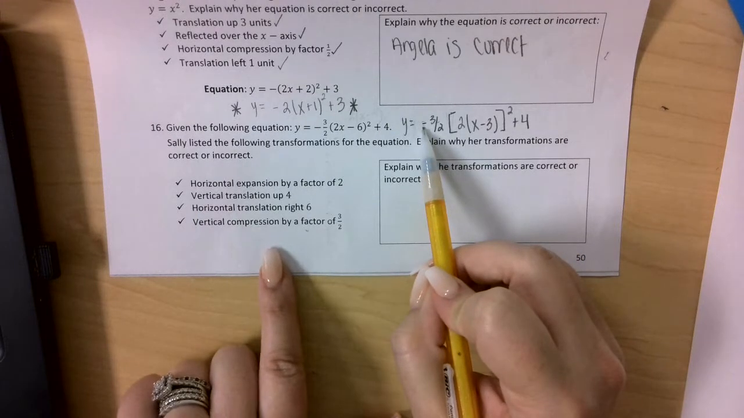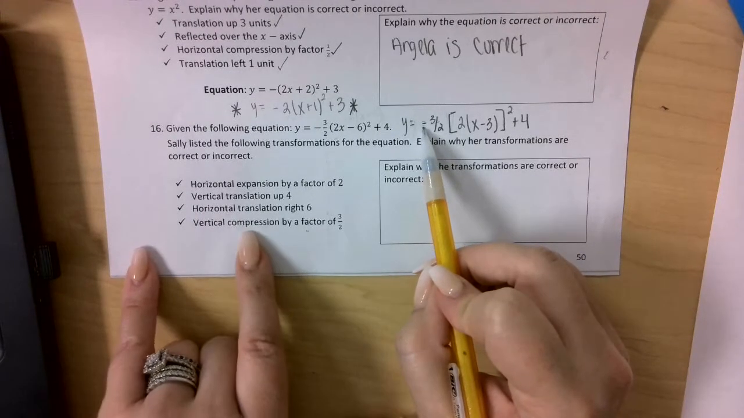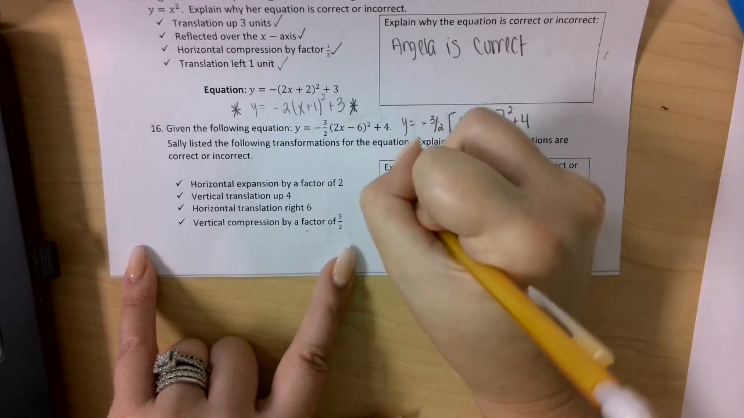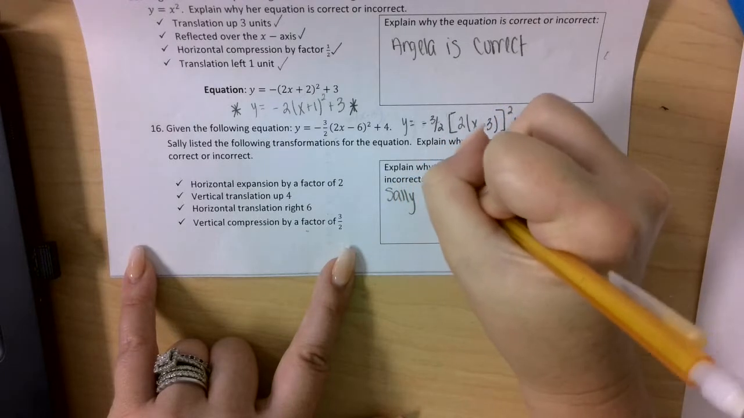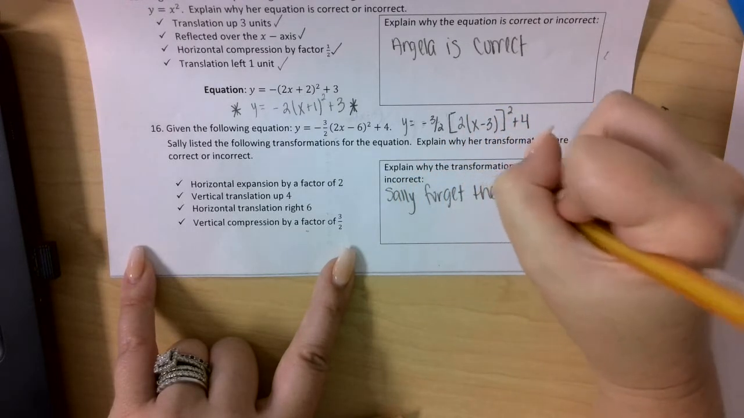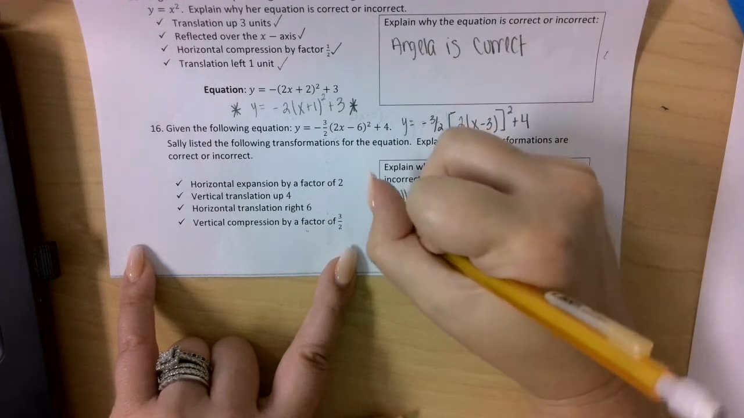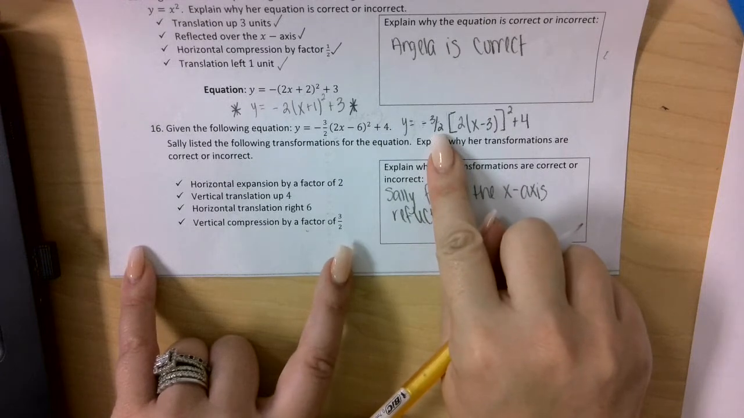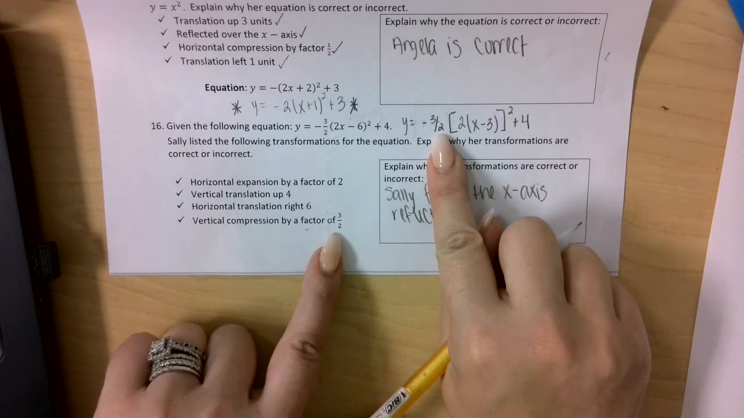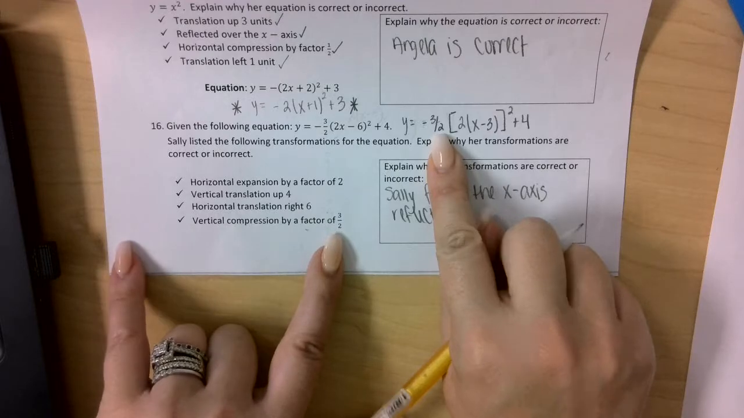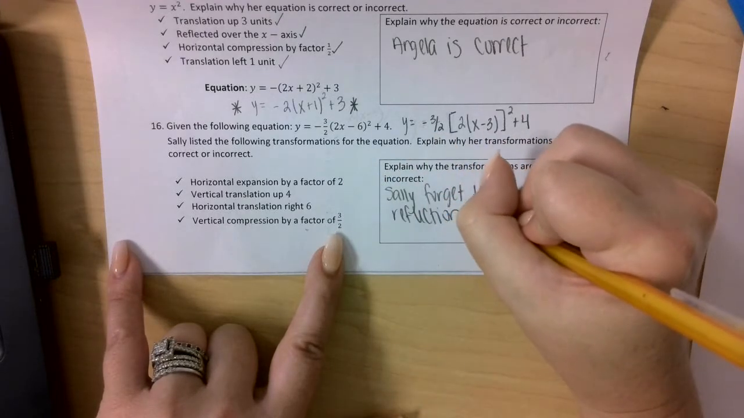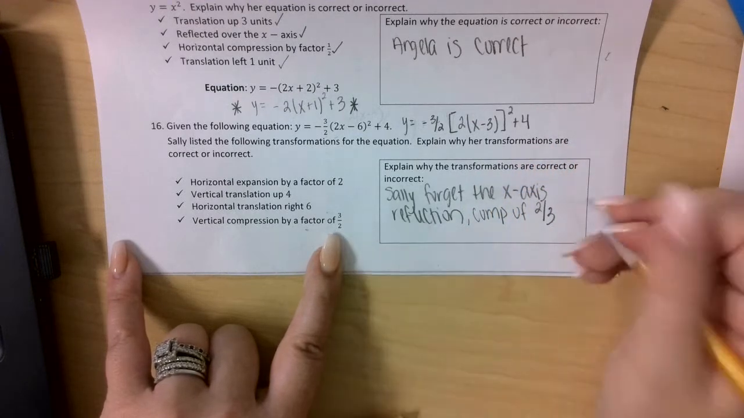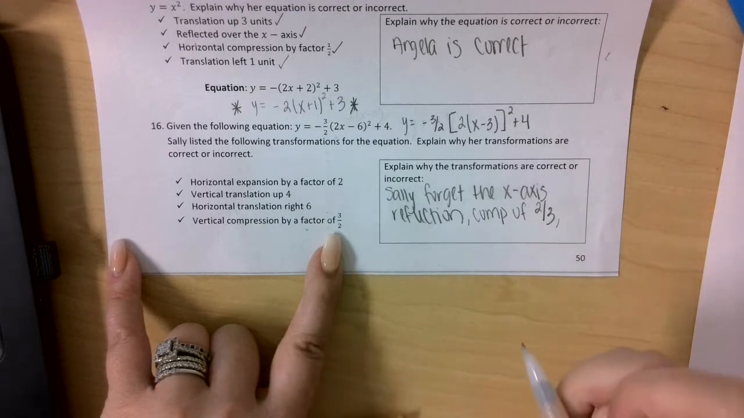So this negative would be a reflection over the x-axis. Notice that is not in our description here. So we would say Sally forgot the x-axis reflection. And then this 3/2, that would be a compression by a factor of 3/2. That should be a compression of 2/3. We always do the opposite. So we would need to flip that 3/2.